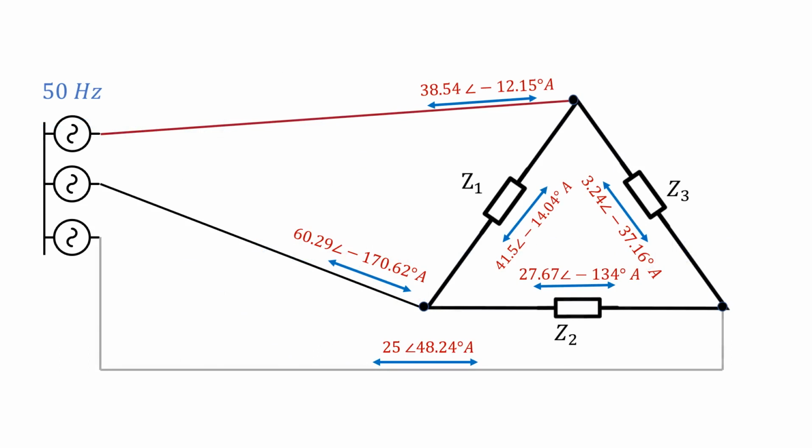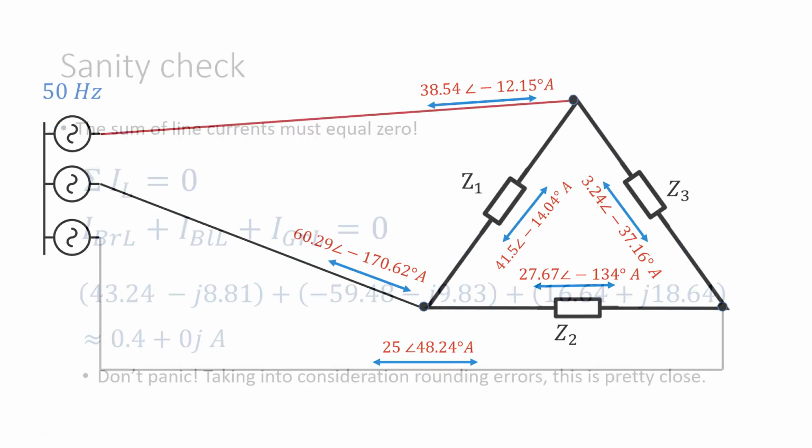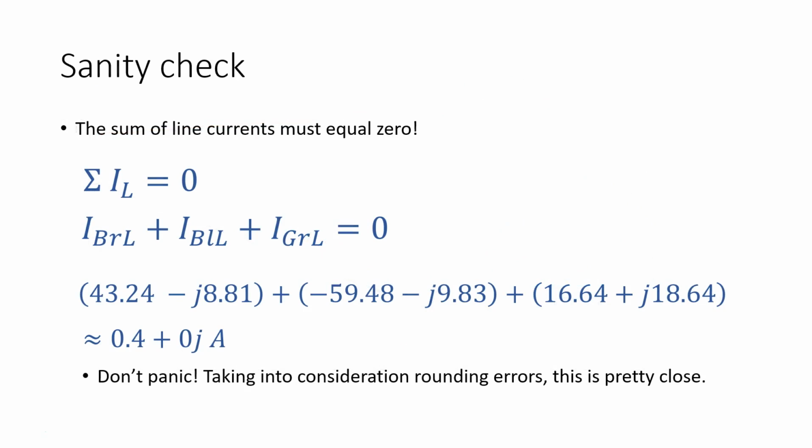There we go. Remember the sanity check you do? Well, we're going to do it again. The sum of the line currents must equal 0. This is only for delta, by the way. Here I got just a small rounding error, but don't panic if you get a rounding error. As long as it's more or less close enough to 0, then everything should be fine.